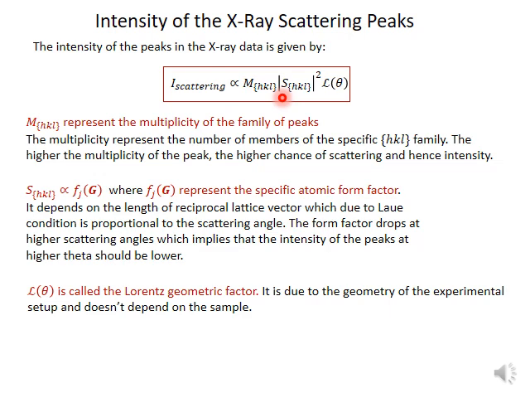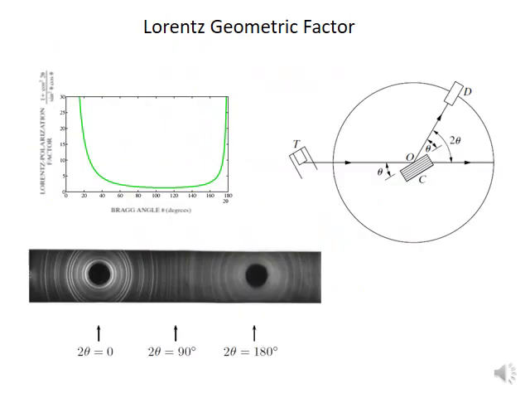This structure factor S squared tells you that the peaks at the larger angles should have smaller intensities. Then you have this geometrical factor, a so-called Lorentz geometric factor, which is entirely due to the geometry of the experimental setup, and it has nothing to do with the sample itself. So it doesn't depend on the crystal structure, it only depends on the circular geometry of the measuring setup. And this Lorentz geometric factor is given like this. It can be calculated for such a geometry.